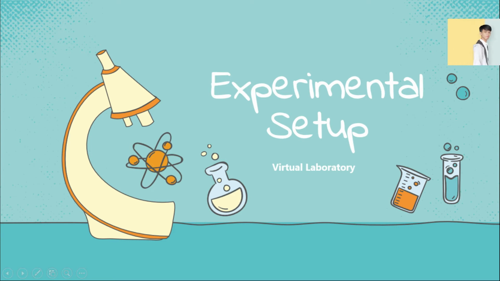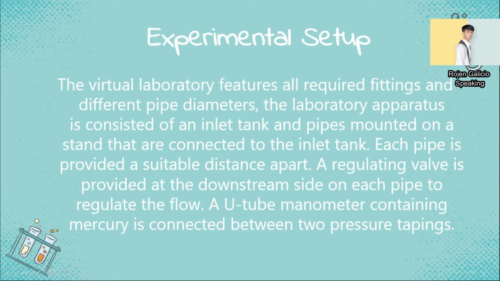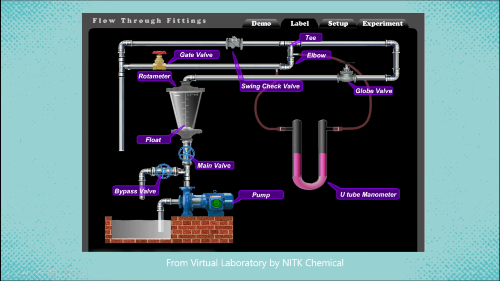For the experimental setup, the virtual laboratory features all required fittings and different pipe diameters. The laboratory apparatus consists of an inlet tank and pipes mounted on a stand that are connected to the inlet tank. Each pipe is provided a suitable distance apart. A regulating valve is provided at the downstream side of each pipe to regulate the flow. A U-tube manometer containing mercury is connected between two pressure tappings.